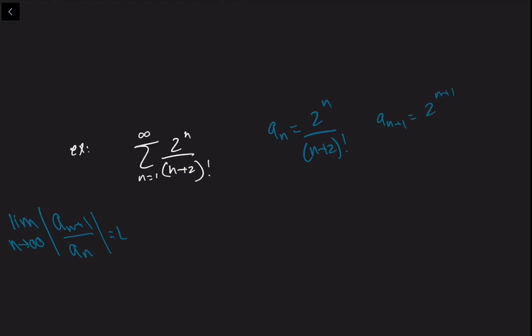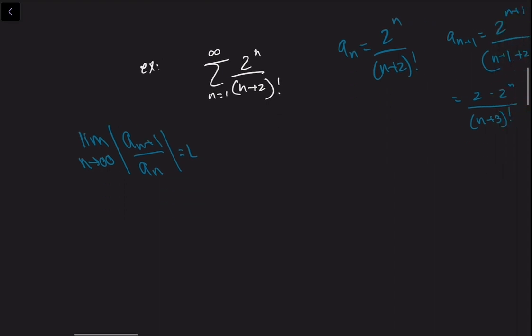So you have 2 to the n plus 1 over n plus 1 plus 2 factorial. So it's actually equal to 2 times 2 to the n, right? We could bring out that 2, over n plus 3 factorial. Now let's take the limit as n approaches infinity of a sub n plus 1. We said that was 2 times 2 to the n over n plus 3 factorial. And we're taking the ratio of that over our a sub n.